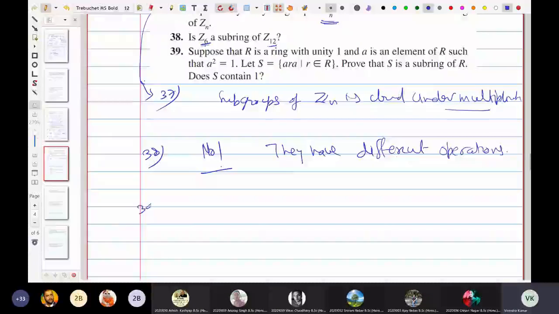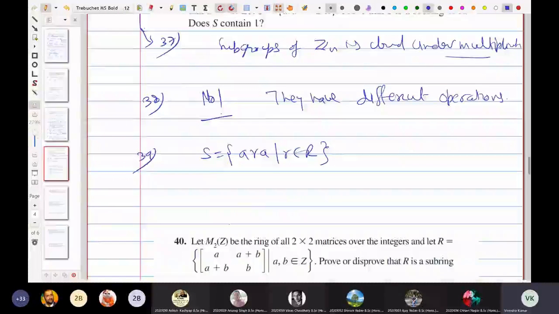In the 39th question, quick reply. Can you do this? S is constructed like this, with r belonging to capital R. We need to prove that S is a subring. Of course, there is a criterion: we need to prove that a minus b belongs to S, and the product of two elements of S is also in S, that is closure.